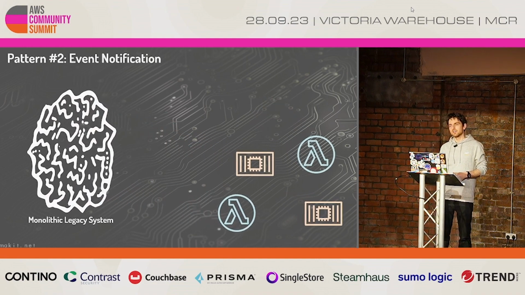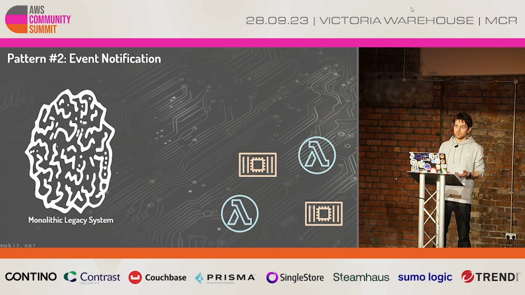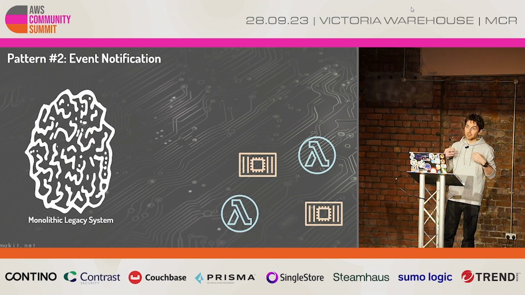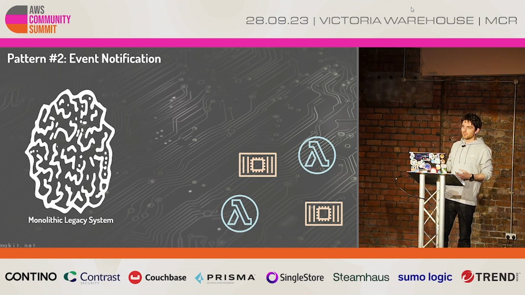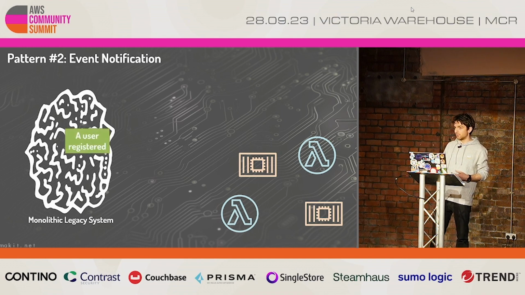Now the second is just the event pattern that we used. There are lots of different event patterns you can use. We used the event notification pattern for this. So in that monolithic application, we had a user registered event, for example. Now the event notification pattern simply sends an event when there's a change in its domain.